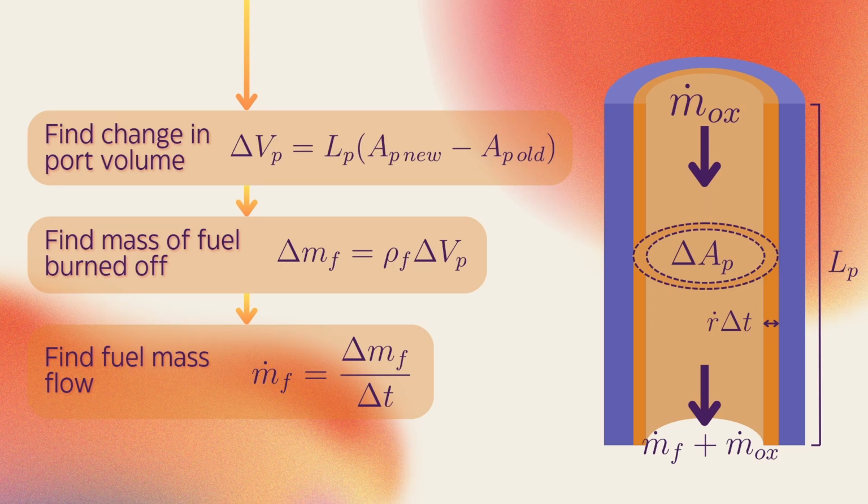At the top of the fuel grain, you have some oxidizer mass flow rate. And then at the bottom, you have that oxidizer mass flow rate plus the fuel mass flow rate.